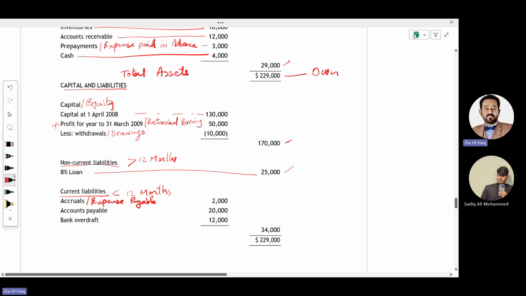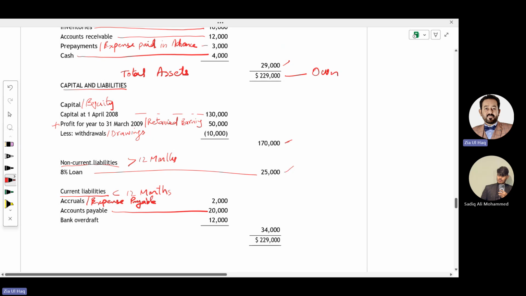That we need to pay in future, meaning the benefit of that expense we have enjoyed. The electricity we have used in this month, but we need to pay next month. So we will record it at the end of this month as payable, meaning accruals. Accounts payable means payable to suppliers from whom we bought goods on credit.